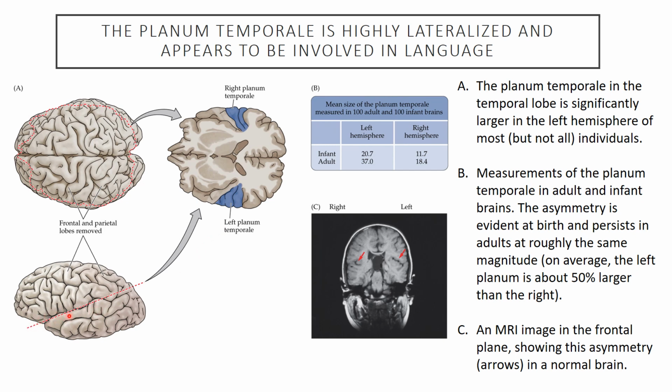So if we were to slice a brain like this and do a transverse section such as this, you can see that this portion of the temporal lobe is larger than this portion here. This is pretty typical. In fact, it appears to be something that starts even at birth. So infants have a planum temporale that's at least 50% larger on the left than it is on the right.